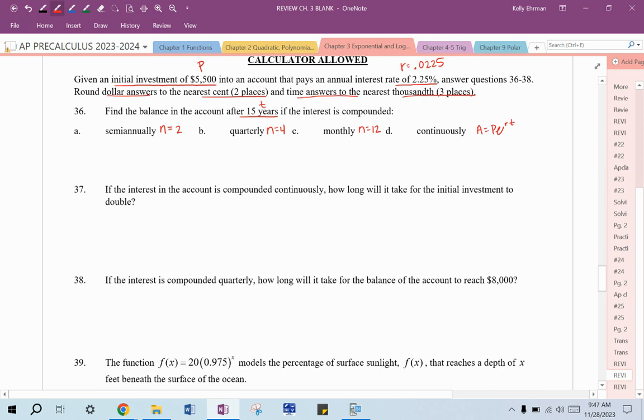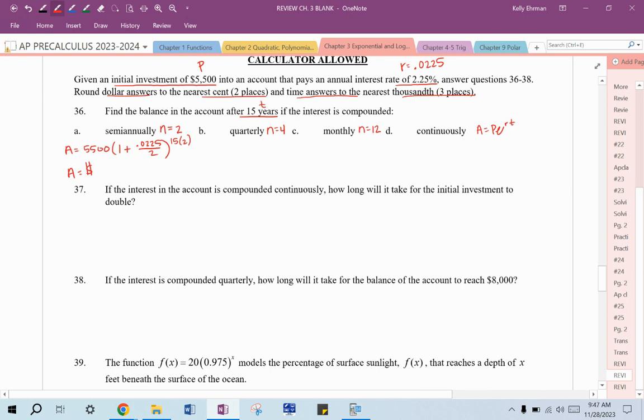All right, so the setup here, the balance is 5,500 times 1 plus 0.0225 over 2, raised to the, it's NT, but I'm going to write 15 times 2 so that I can make adjustments in my calculator.